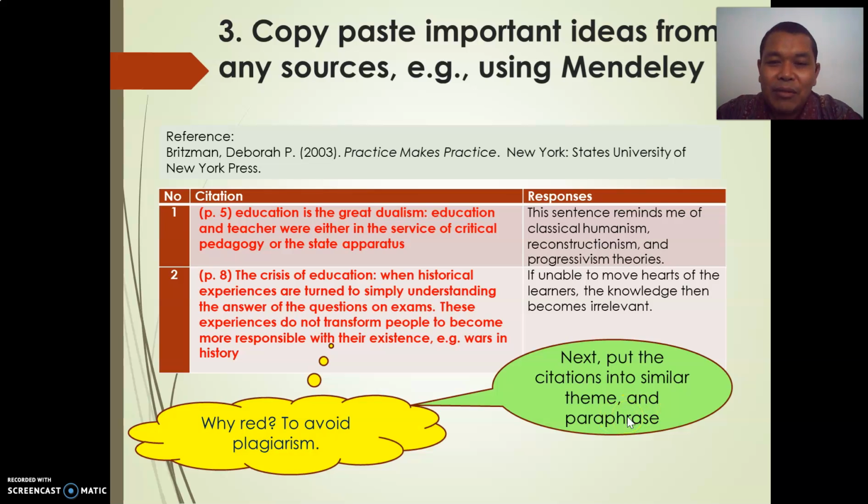When you have found a lot of citations, a lot of ideas from journals, articles, theories, and books, and they are all of course copy pasted, now put them into the same themes, the same category, the same classification. For example, if it is related to definition, then put everything under definition. If they are related to how it is implemented in practice, then put them under the same heading.